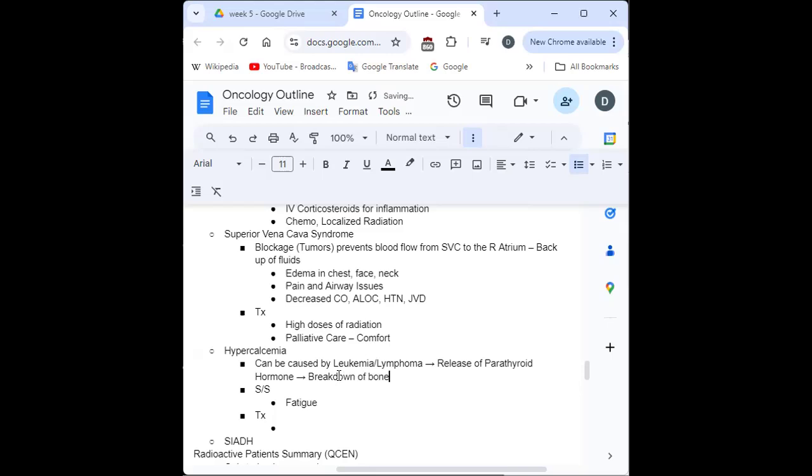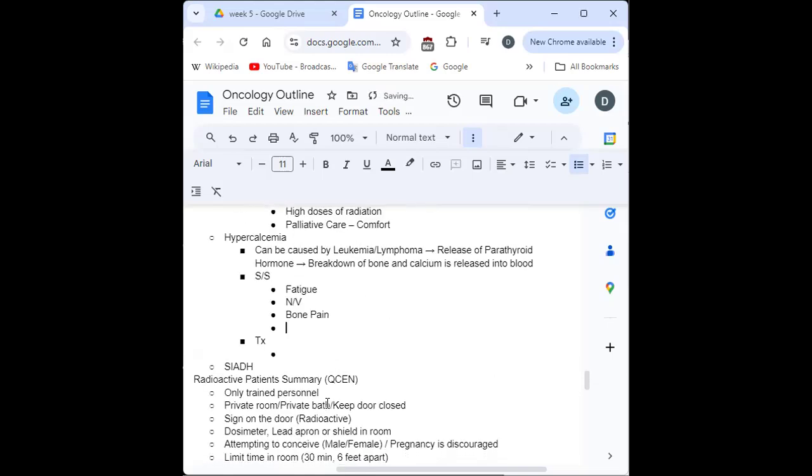Breakdown of bone. So if you have breakdown of bone, what can we expect? Yeah, you can have some nausea. Yeah, bone pain. Bone pain, bone fragility, more likely to get a fracture and stuff.